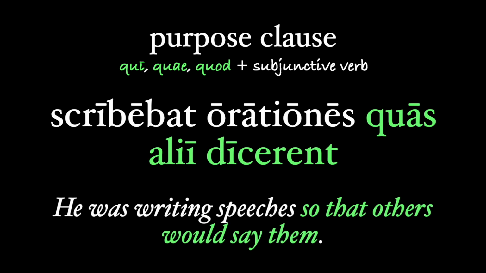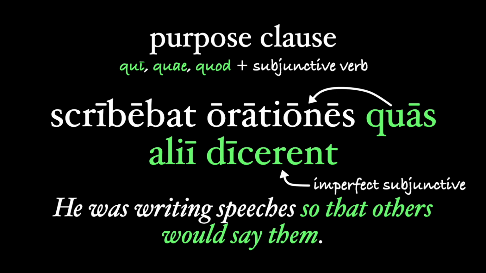Scribebat orationes quas alii dicerent. He was writing speeches so that others would say them, or for others to deliver, or even literally, which others would say. The quas here refers to orationes, but our subjunctive verb dicerent tells us that this relative clause isn't a real description of these speeches. They are not ones that others did deliver, but that the writer planned for others to deliver. The subjunctive speaks to a hoped for and intended, but as of the writing, not yet real event.